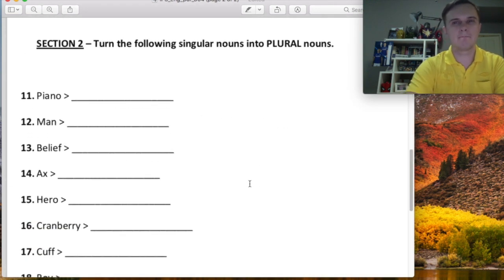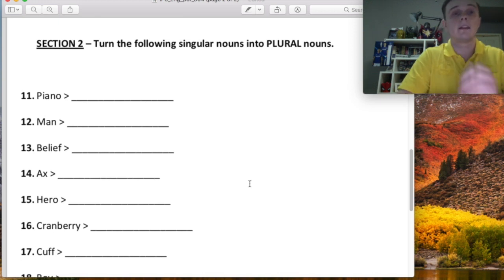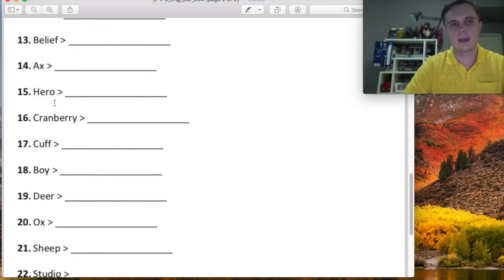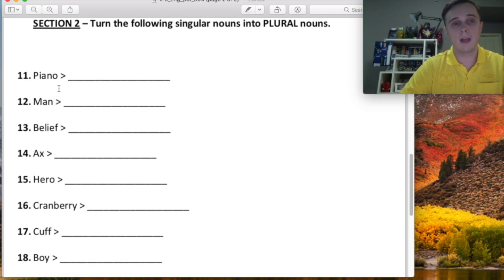Section 2 is a bit more difficult, but again, you've learned all of these rules already many times. So by now, I expect all of you to be able to do this. So we need to turn the singular nouns into plural nouns. So you've got 15 singular nouns. Using the rules that we have just learned, write the plural form. Very easy, I think.